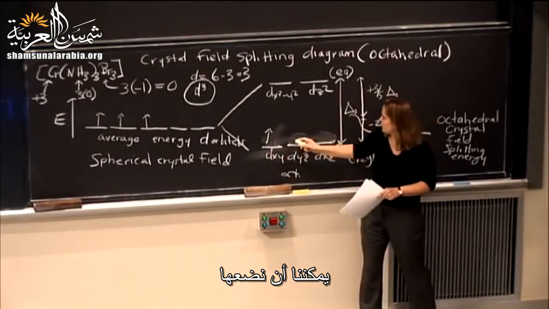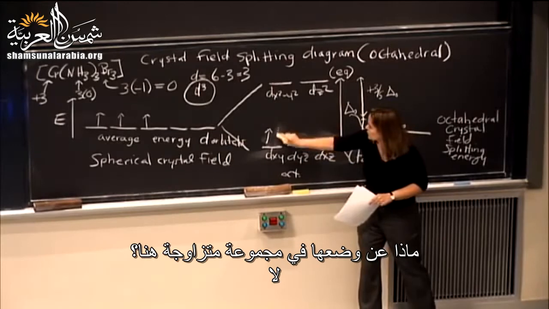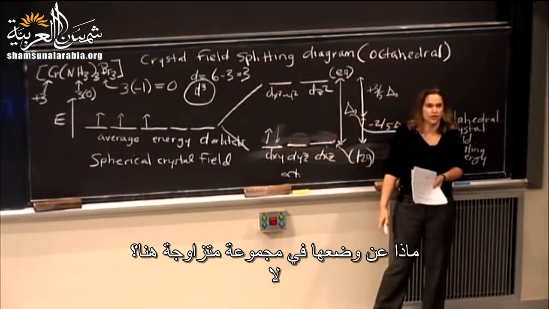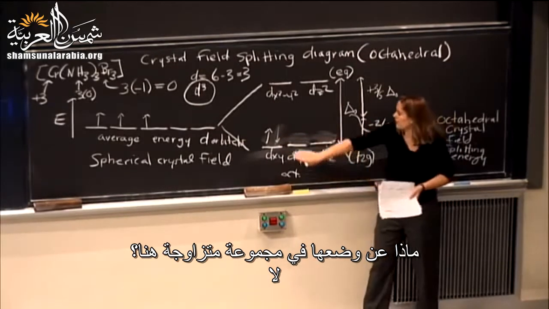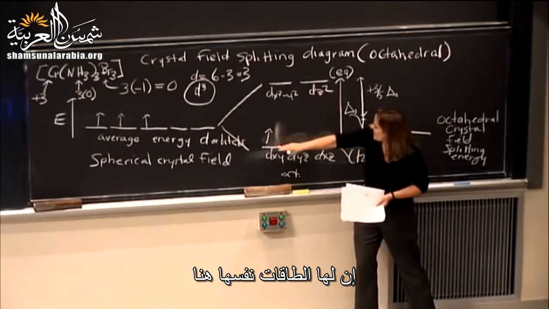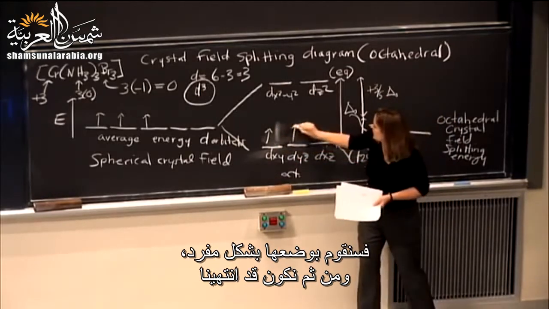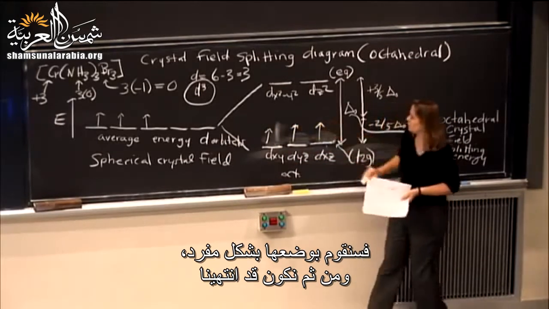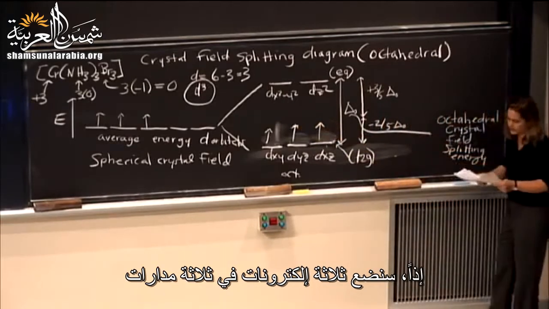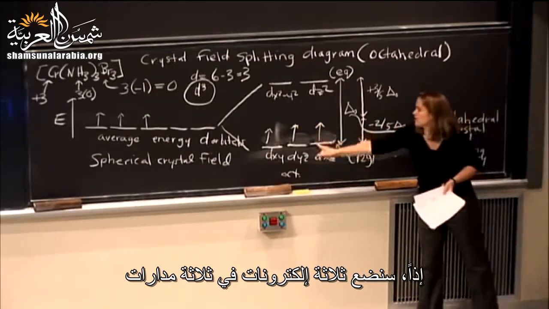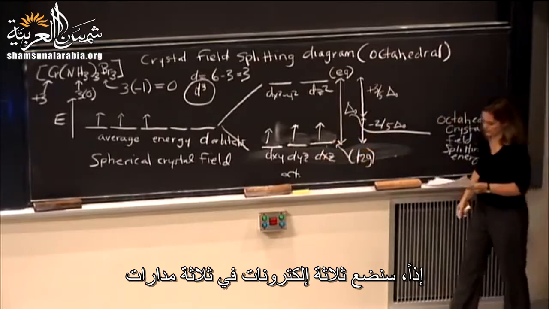So we can put them in. What about just putting in a paired set over here? No, they have the same energies here, so we're going to put them in all singly, and then we're done. So we've put 3 electrons in these 3 orbitals.